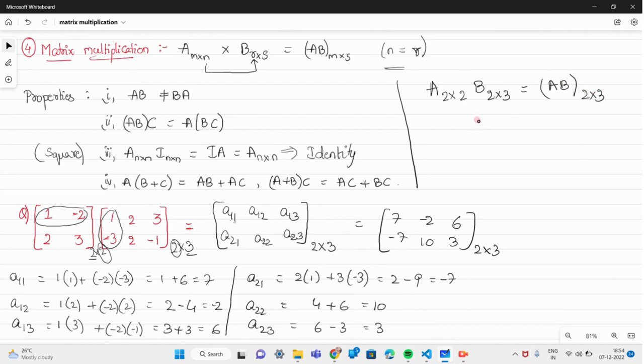Now, just do the reverse. Will you get the matrix multiplication or not? It will be B 2 cross 3 and A 2 cross 2. First, it doesn't follow this condition. Here n and r are not same. So it doesn't follow the matrix multiplication. Here two matrices won't even multiply. Okay. If it doesn't follow this condition, then matrix multiplication won't take place.